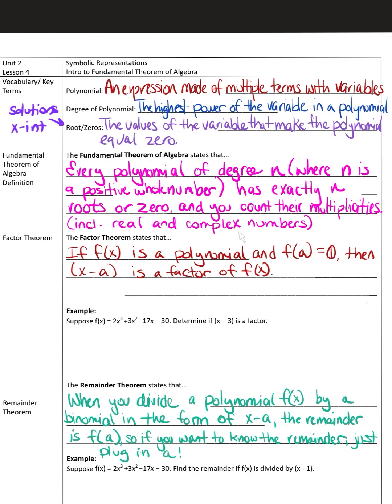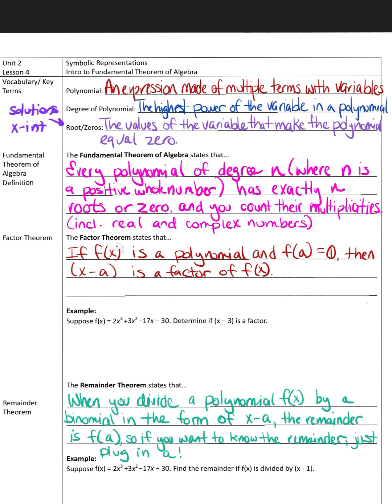If you go back to Algebra 2, you learned about complex numbers. We call those imaginary numbers, or i, and we'll talk a little bit more about these later on in this particular lesson, all right? Okay, so let's now move on to the factor theorem.